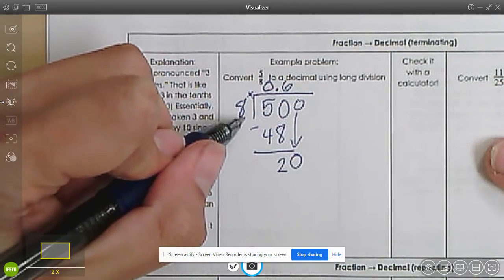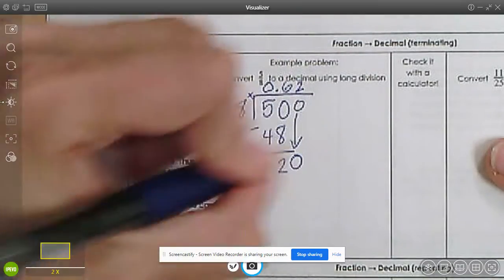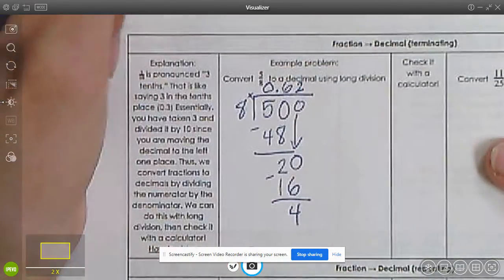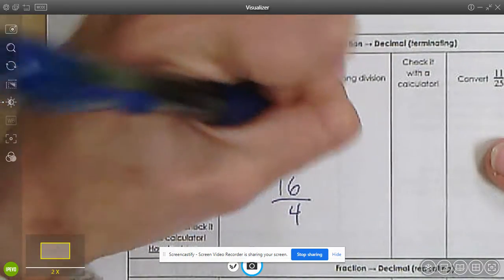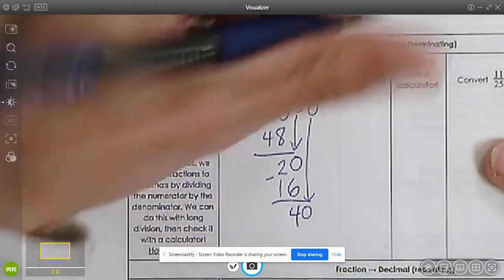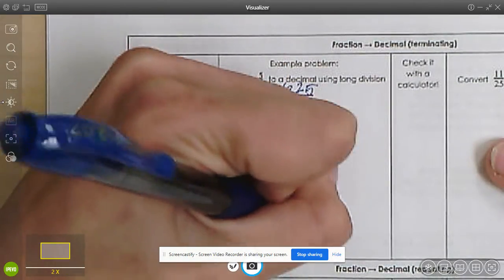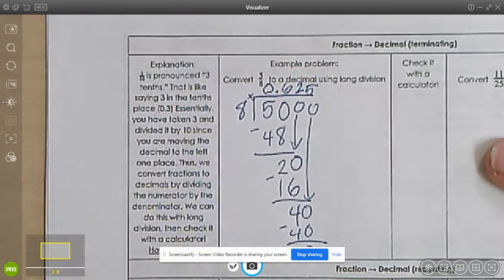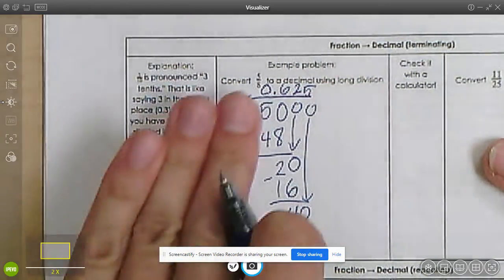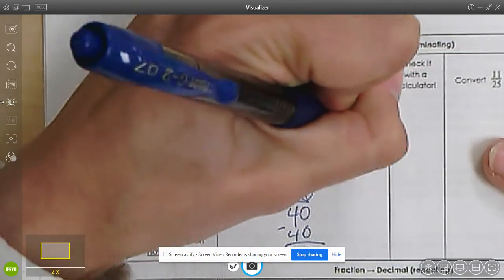Then we think about how many times does 8 go into 20. 8 goes into 20 2 times. 2 times 8 is 16. 20 minus 16 is 4. Bring down another 0. How many times does 8 go into 40? 8 goes into 40 5 times. 8 times 5 is 40. We have no remainder, so we know that we are totally done. So your final answer for 5/8 as a decimal is 0.625.